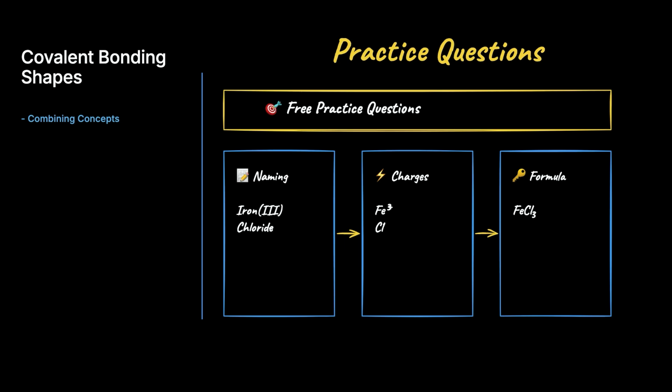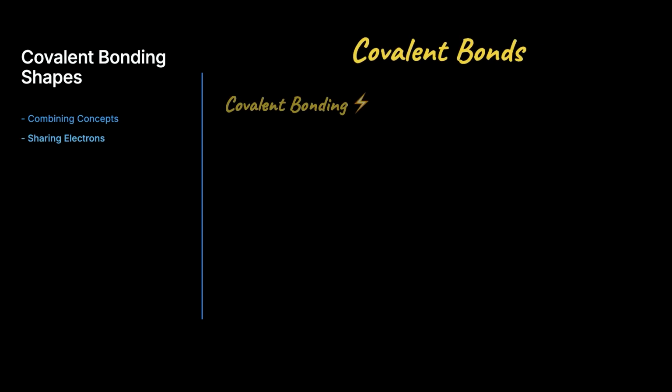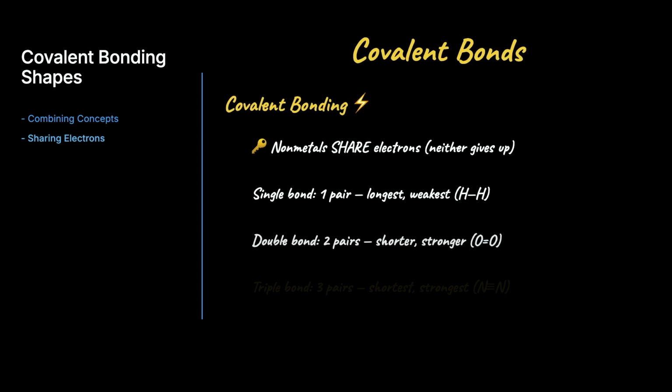Now we shift to covalent bonding, where two nonmetals share electrons instead of transferring them. Because both atoms pull strongly, neither one gives electrons up, so they share to complete their octets. Bonds can be single, sharing 1 pair, double, sharing 2 pairs, or triple, sharing 3 pairs. With each step, the bond grows shorter and stronger.